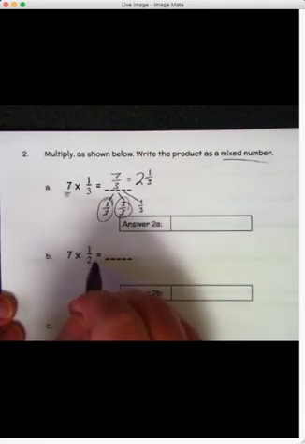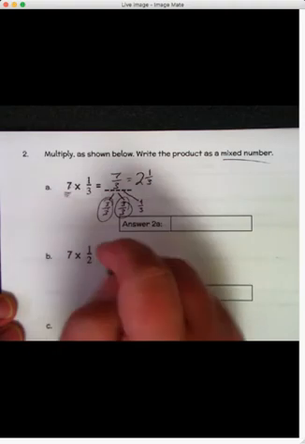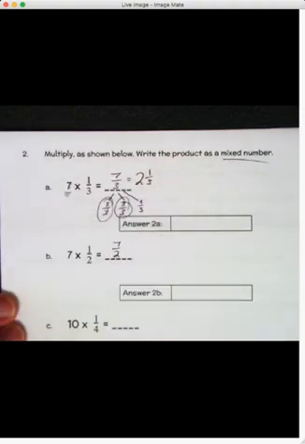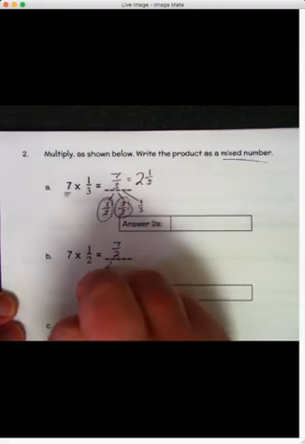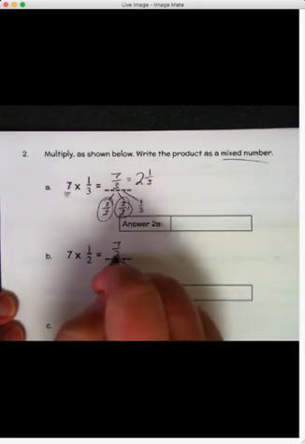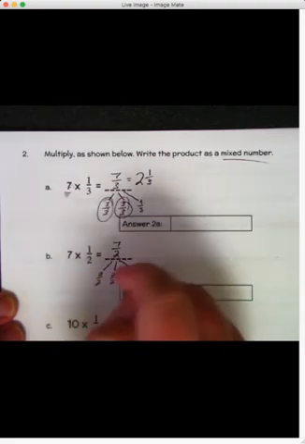7 times 1/2. Remember, we'd have to do 1/2 plus 1/2 plus 1/2 plus 1/2, 7 times, and it would be 7/2. 7 times 1 is 7 halves. All right, but we have to write it as a mixed number, so we have to decompose. I'm going to do it 3 times, and we've got to have halves, so I'm going to have 2 halves, and 2 halves more. That would be 4.